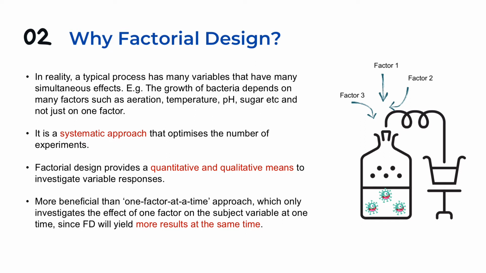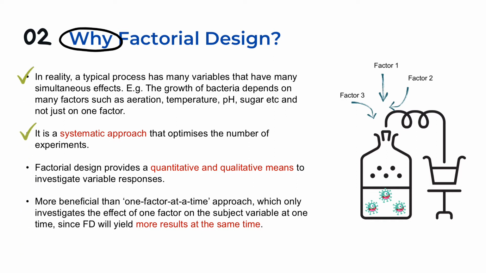Looking at the difference between factorial design and one factor at a time approach, there are reasons why in some situations we may need to use factorial design method. Here are some reasons. In reality, a typical process has many variables that have many simultaneous effects. For example, the growth of bacteria depends on many factors such as aeration, temperature, pH, sugar, and etc., and not just only one factor. So it means that the process could be well understood if we study more than one factor at a time in order to understand the actual nature of the process.